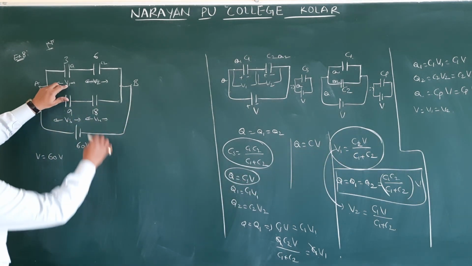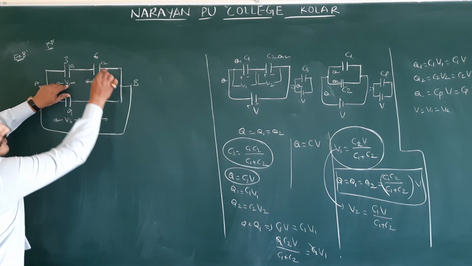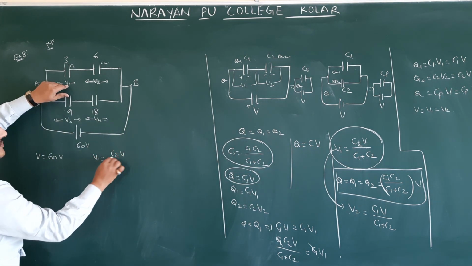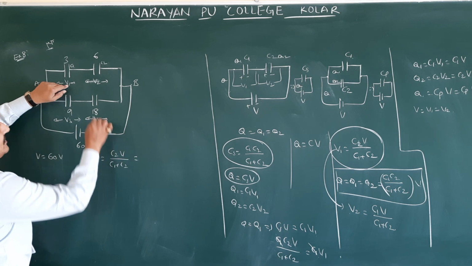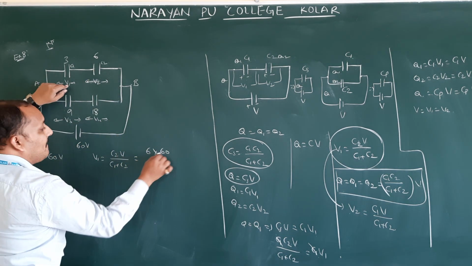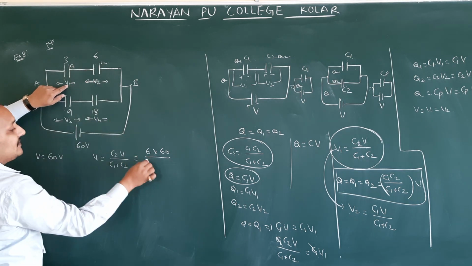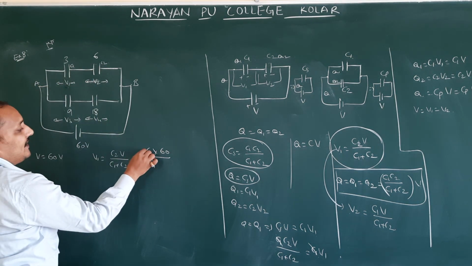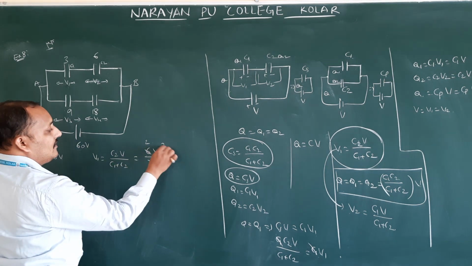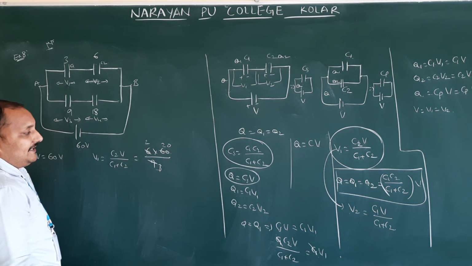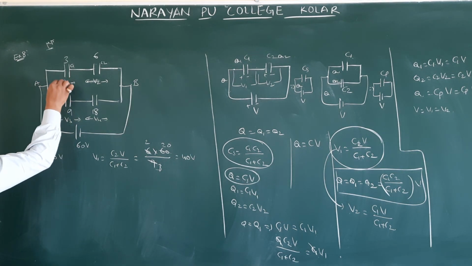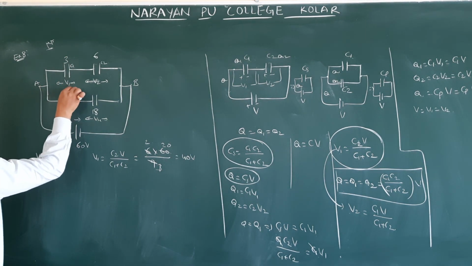So V1 is equal to C2V by C1 plus C2. C2 value is 6, V is 60, divided by C1 plus C2, that is 9. Two 3s are 6, three 3s are 9. Therefore V1 is 40 volts.